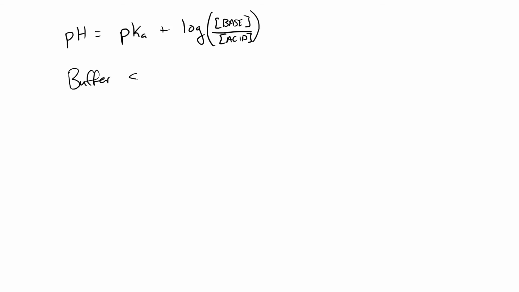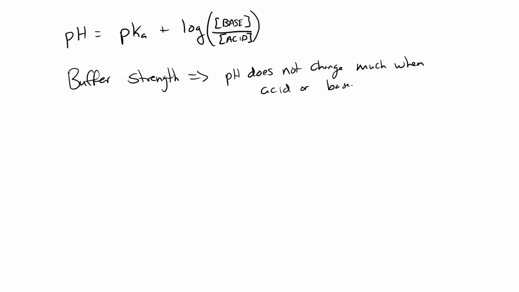And so what's interesting is that when we have a buffer, we talk about buffer strength. Right? What buffer strength means is that if you have a strong buffer, the pH does not change much when acid or base are added. Right, and this is really useful.